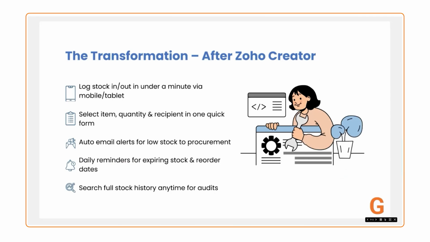After the transformation, what basically happened after the application was introduced? The first thing, storekeepers or the staff could actually log their stock in and stock out in under a minute, right from the mobile app or the tablet. So no desktop needed. It's a web application. All you need is an internet connection, and you can manage your app on the go. Next, the system automatically started sending reminders to the procurement teams whenever the stock was low. So this again avoided any kind of delays or stock outs.